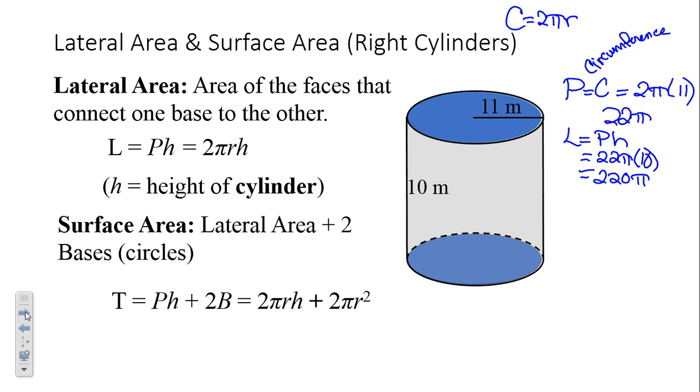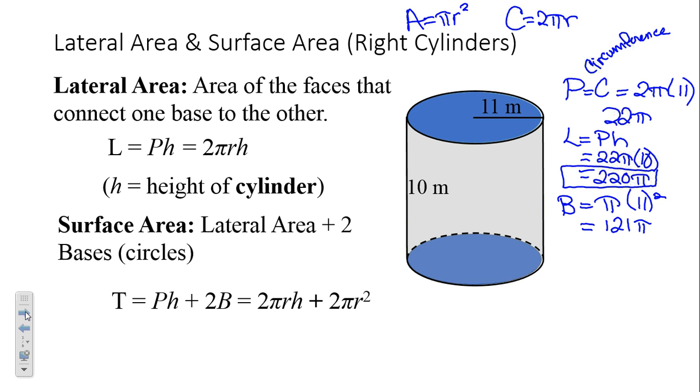Now we need to find the total area. To find the total area, we take that lateral area, and we have to find a base. I think on your sheet it says base first. And we double that base. So how do we find the base? Well, the base is nothing more than the area of a circle. Pi r squared. So my radius is 11. I'm going to take pi times 11 squared, 121. So one base is 121 pi.